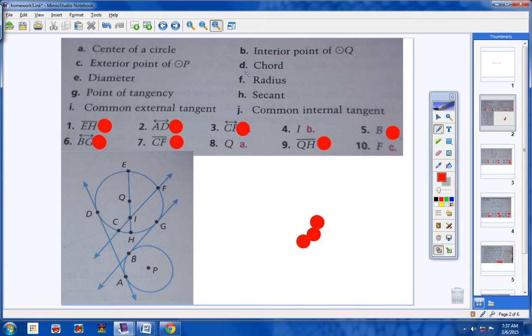Alright, letter D, chord. Well, there's a lot of chords. I mean, EF is a chord. CF is a chord. Well, there's not a lot, sorry. There's two. So we're looking for EH or CF. Well, I see both of them. So let's hold off and come back to that later and see. Let's go ahead and say that number 1 or number 7 could go right here, okay? Alright, now let's go ahead and continue on.